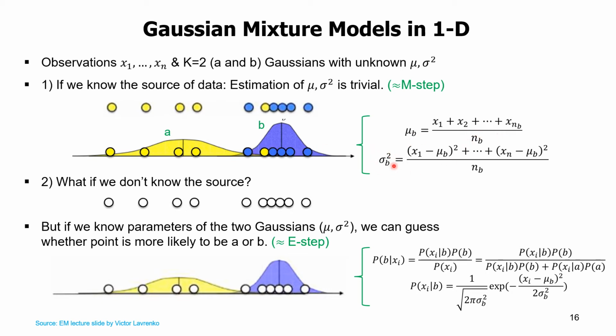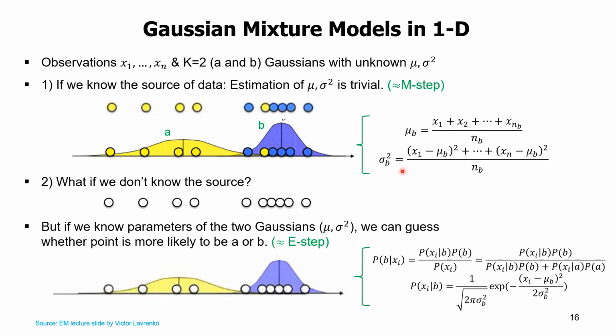And variance, by definition, is a summation of the square of the difference between x and the mean value, which is given here. And this summation is divided by the number of data points, 5 here. So this is a very simple high school thing. If you know the source of the data, you can easily compute the parameters of each Gaussian.